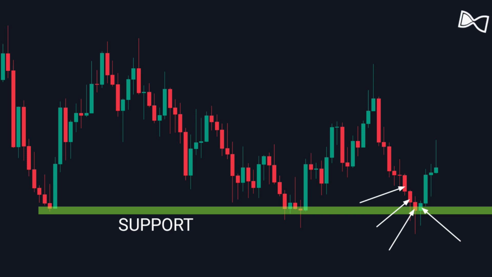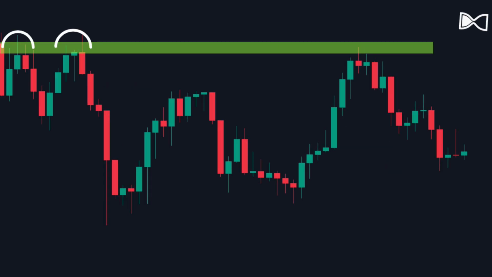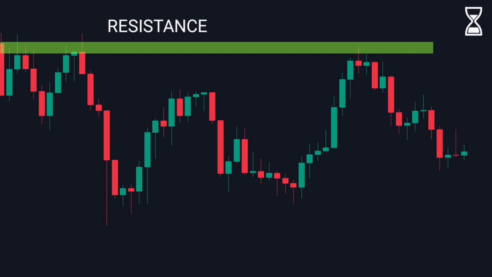Let's do one more example. Here is our last chart. We have a double top here at resistance. As price comes up here, we have a big candle, a smaller candle, an even smaller candle, a red doji candle rejecting resistance, an inside bar, and then a reversal.